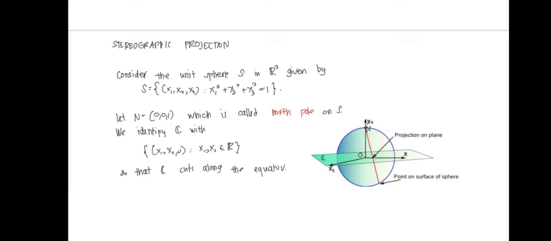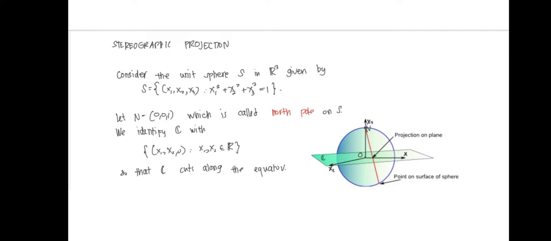Consider the unit sphere in R^3 given by S, the set of ordered triples (x1, x2, x3) such that x1 squared plus x2 squared plus x3 squared is equal to 1. As you can see, there was a blue circle there, and we will consider it as our sphere. In the center of the circle, we can locate the equator and the three dimensions of x.